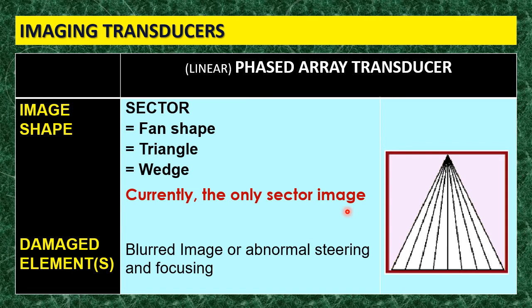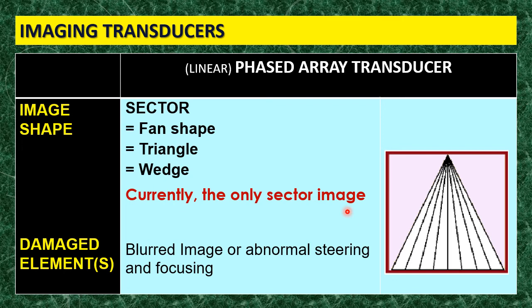In the past, we used to have two transducers, the mechanical and the annular phase array, but nowadays they are no longer in the market because they are almost obsolete. The manufacturers never even manufacture spare parts for these imaging transducers. So again, I'm repeating, the only transducer that can bring me a sector image nowadays is the phase array.